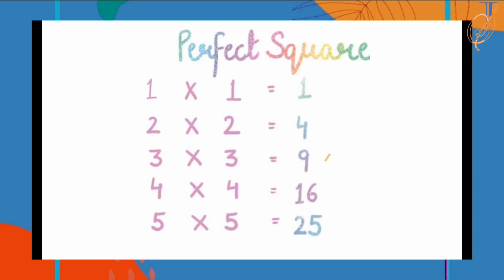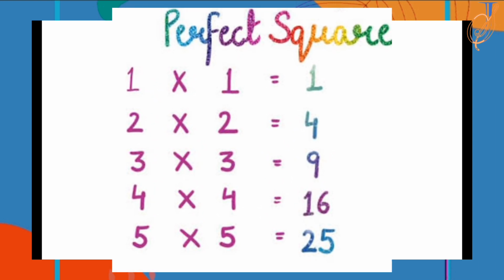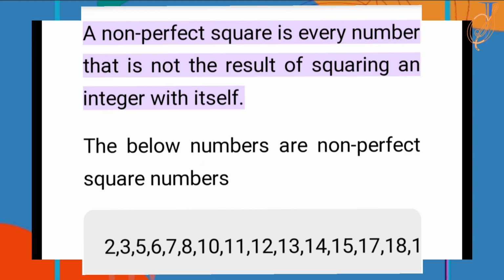Simply we can say that a given number with 0, 1, 4, 5, 6 and 9 as their last digit can be a perfect square. If the last digit is 2, 3, 7 and 8, the given number is not a perfect square. It is a non-perfect square.